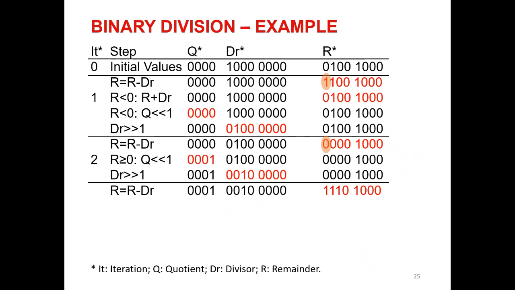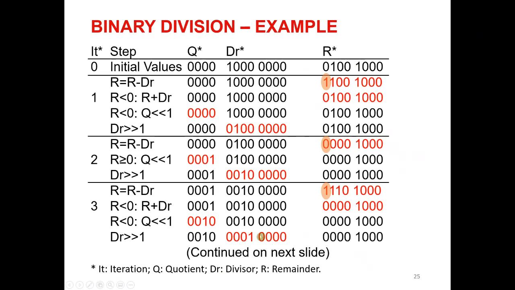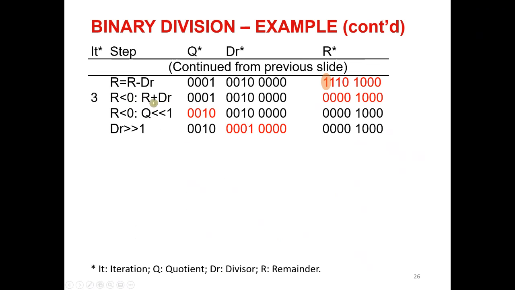We subtract the divisor from the remainder. In this case we have here a 1, so it's negative. We undo what we have done, which means we need to add the divisor again. We shift left the quotient, placing a 0 in the rightmost bit. We shift right the divisor, and we continue in the next slide. This is the iteration we have done. And again, we do the same.